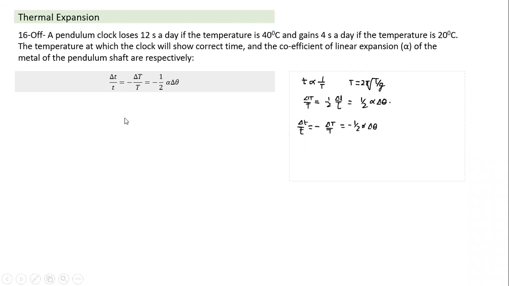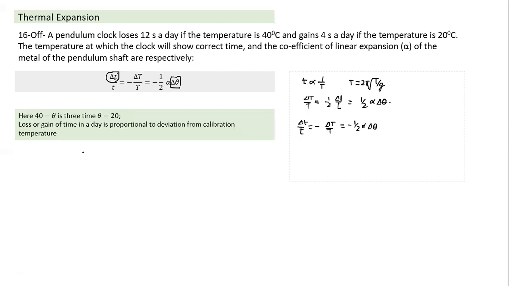So let's understand here. What we understand from here is that the loss of time, delta T, is directly proportional to delta theta. What is changing in this question, what I need to understand here, is the given relationship between this and this. So for loss or gain in time, delta T positive means it is gaining time, and delta T negative means it is losing time. So basically it is based on the first question. Suppose it shows correct time at temperature theta here.